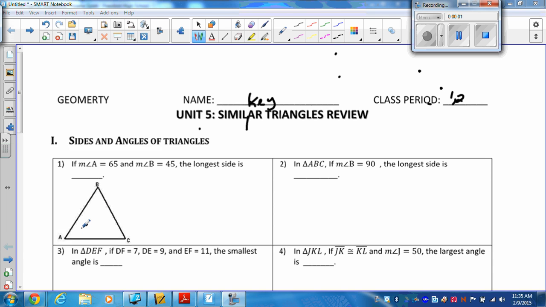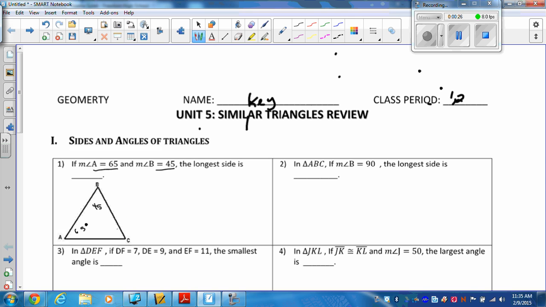Morning. We're working on the key to the study guide for our upcoming test in geometry. It says that the measure of angle A is 65 degrees, and you have to remember that this is not necessarily drawn to scale. So labeling the information, A is 65 and B is 45. And it's asking us for the longest side.